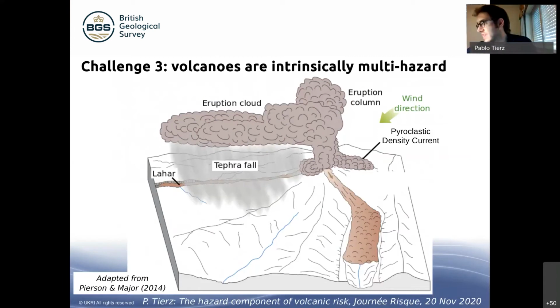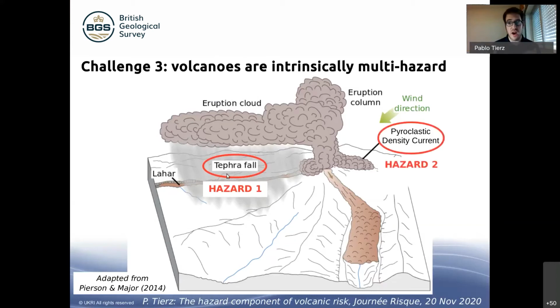And the third challenge that I would like to talk about, I already introduced it before, is that volcanoes are strongly multi-hazard. So we need to account for that. We have talked about before tephra fallout from the eruption cloud that is dispersed by the winds. And this is one hazard. We have talked about pyroclastic density currents, and that's another hazard.